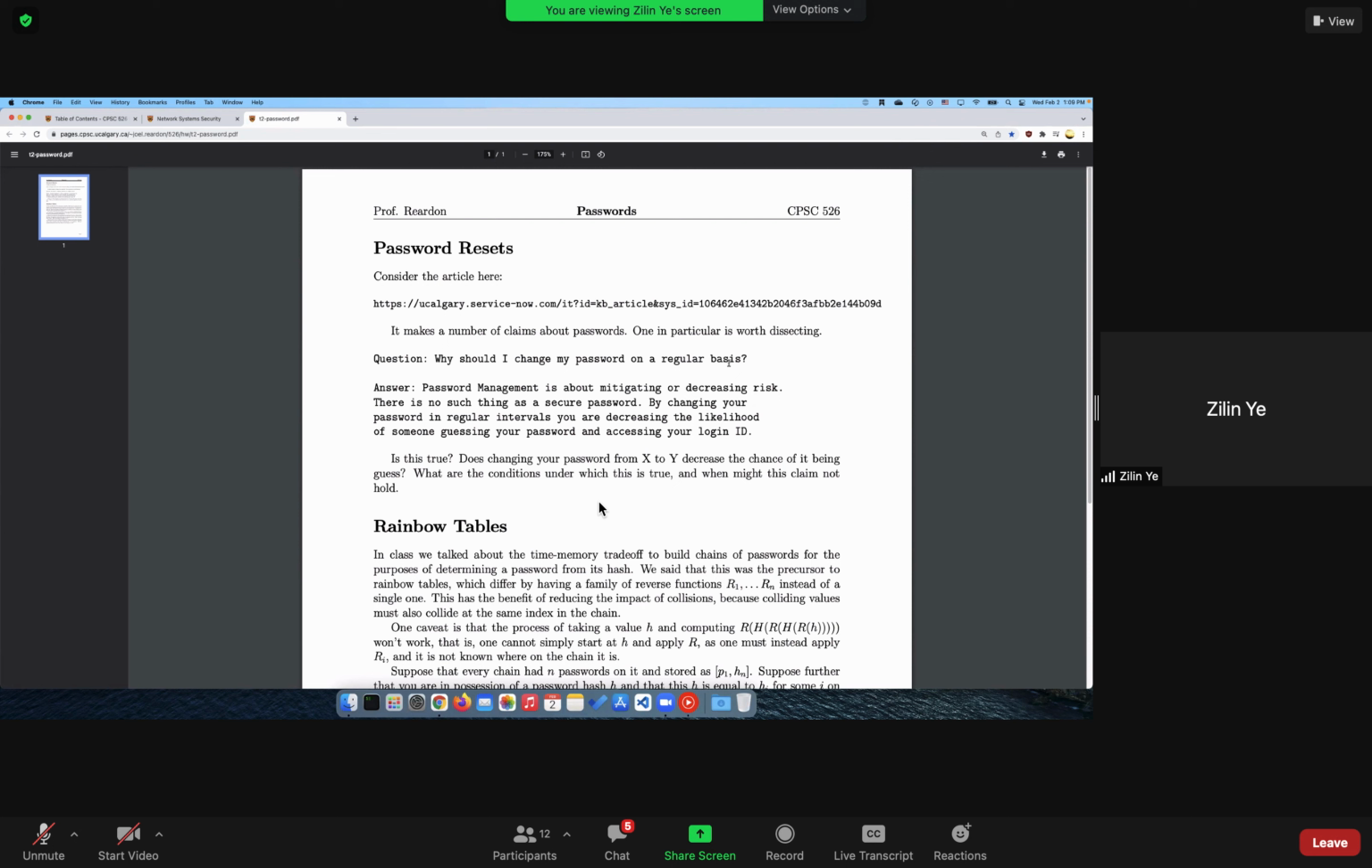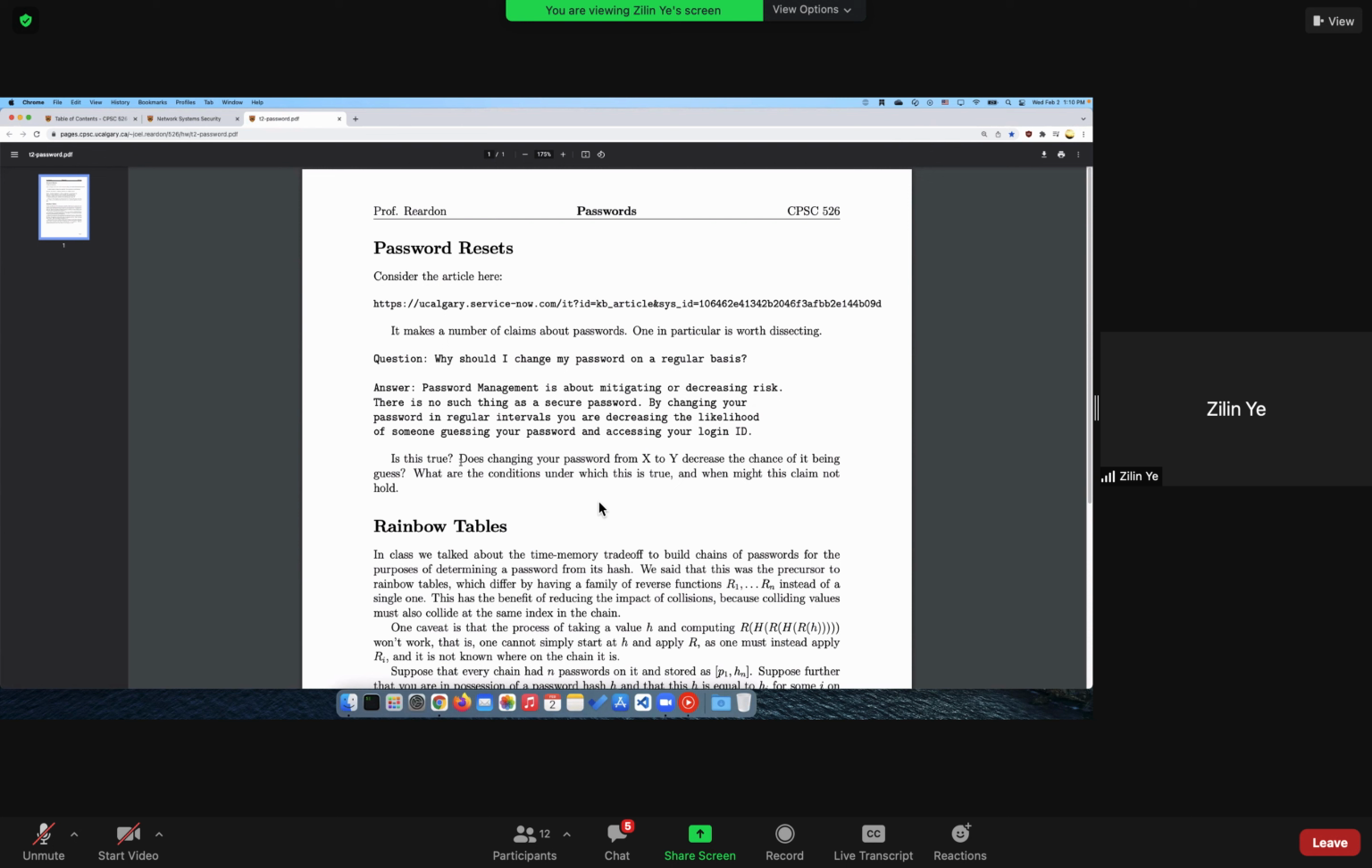And this is their reason. Why should I change my password on a regular basis? Answer: password management is about mitigating or decreasing the risk. There's no such thing as a secure password. By changing your password at regular intervals, you are decreasing the likelihood of someone guessing your password and accessing your login ID. So the question is, is this statement true?